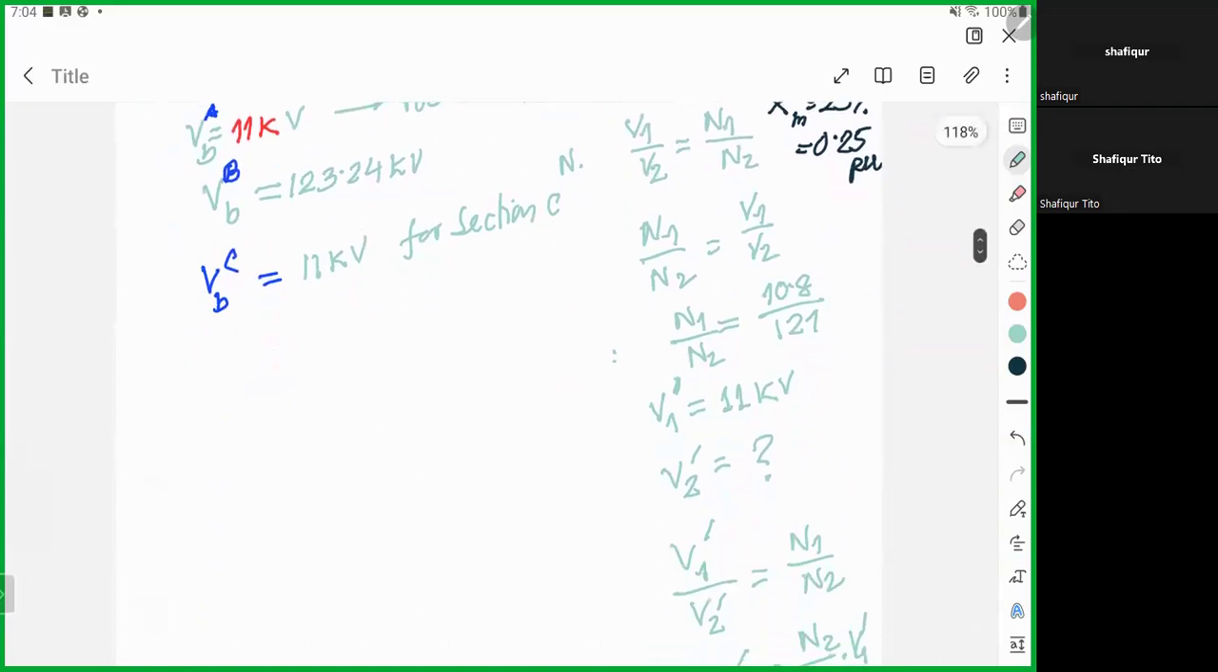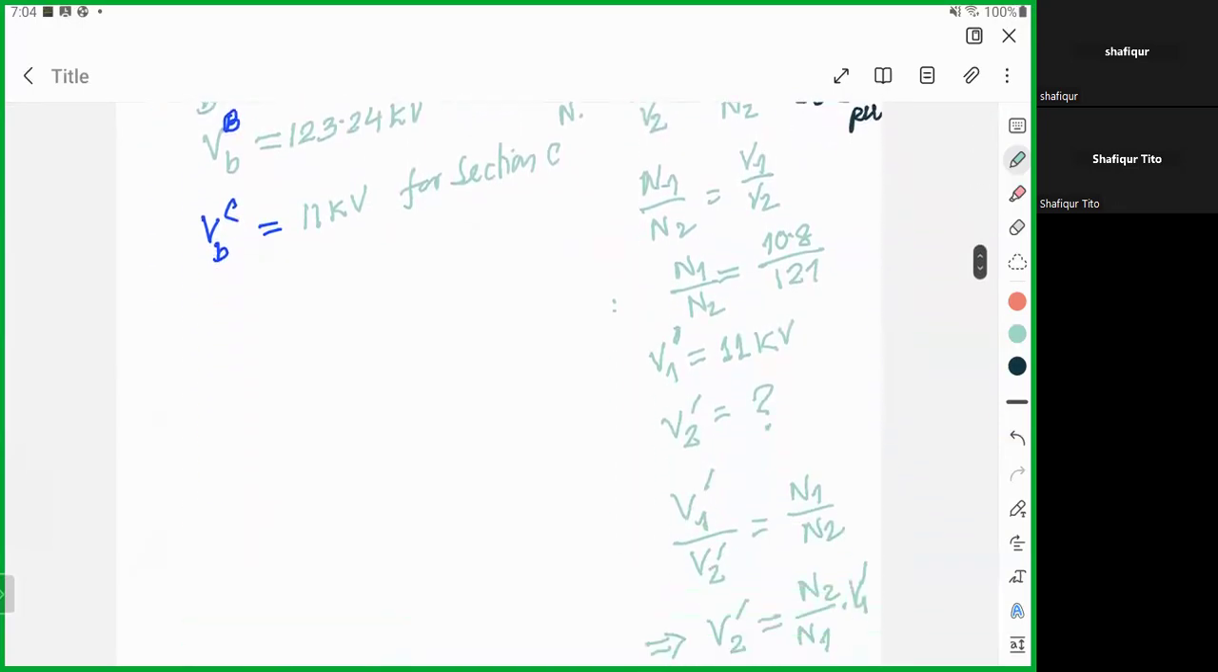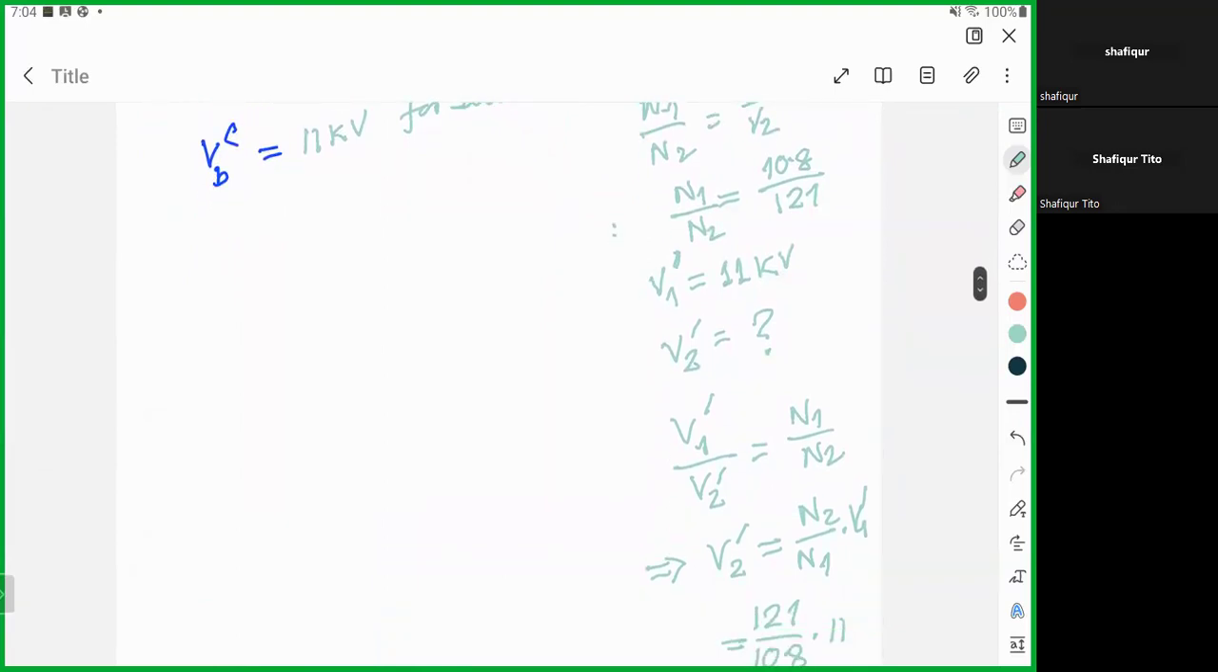Okay, so we have got our base voltage. Now we need to convert these per unit for each section to their respective voltage. So we will take help of the formula for per unit calculation, the conversion or transformation from old PU to new PU based on the new PU values. And the formula is given. I will just write down the formula, then we will do the calculation based on that formula.